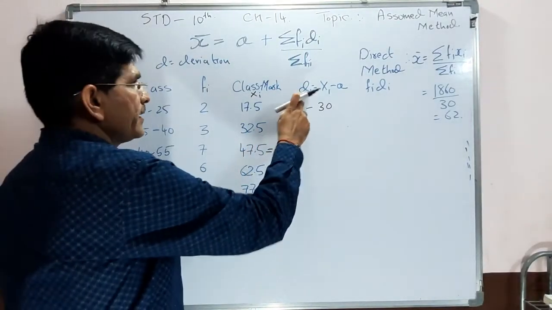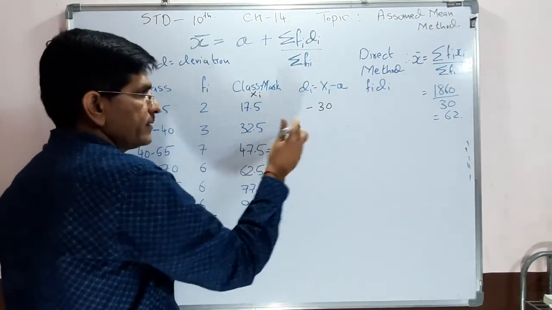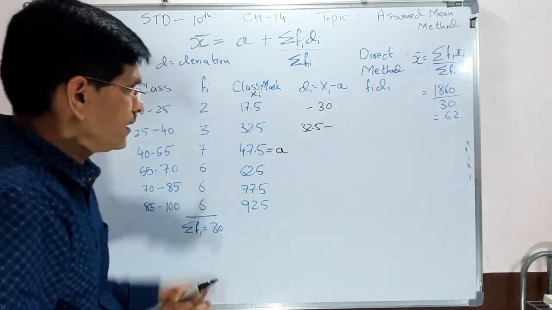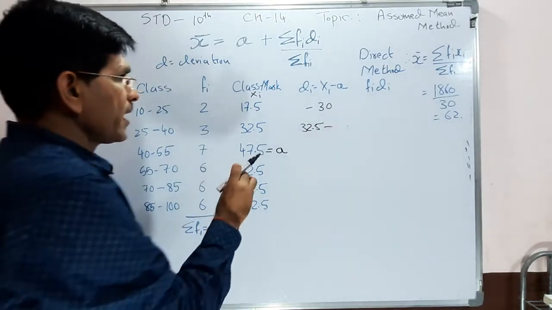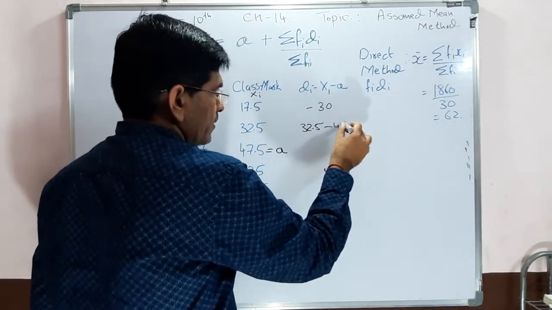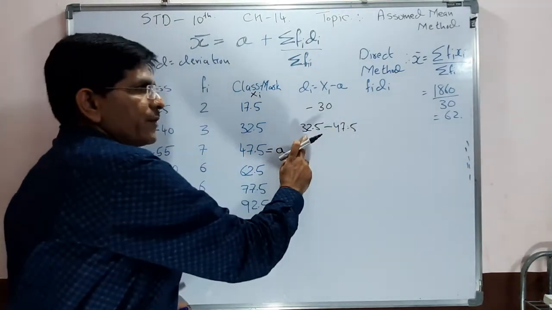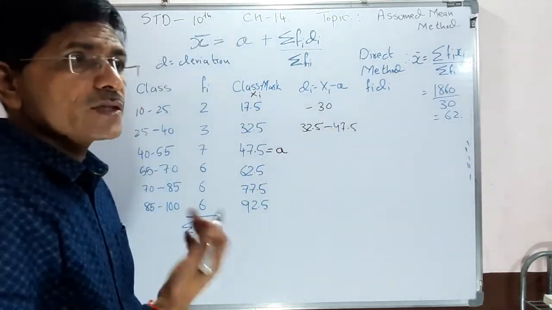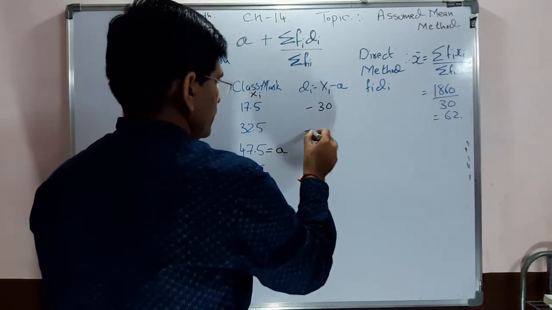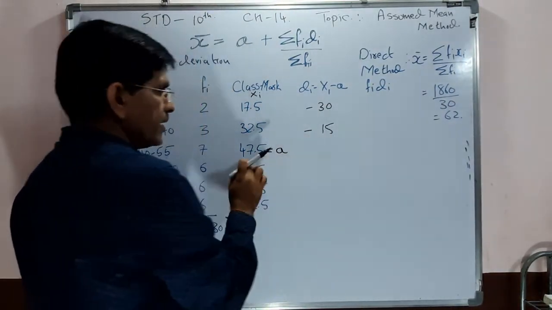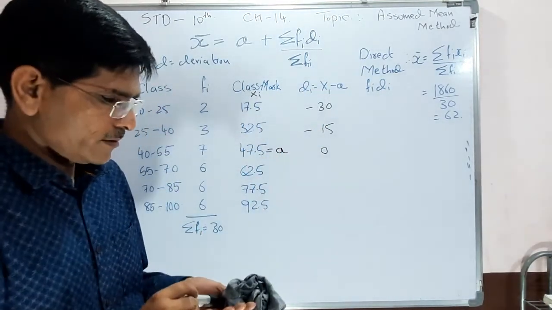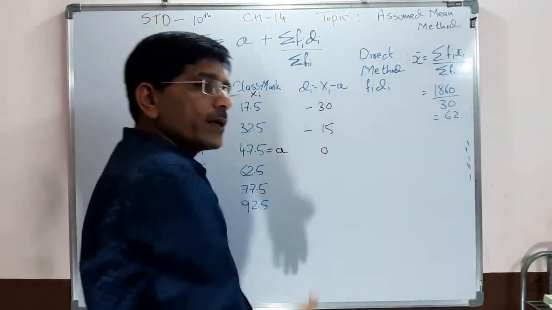Second, di again, 32.5. This is for understanding, don't write like that. I am looking at how you will get the value. 32.5 minus 47.5 is minus 15. Then I have to write minus 50... Again here 47.5, that gives 0. Now the shortcut method, because it will consume time in the exam.